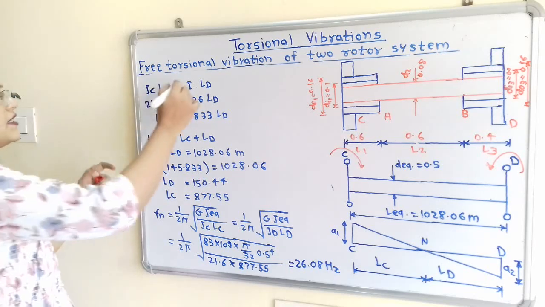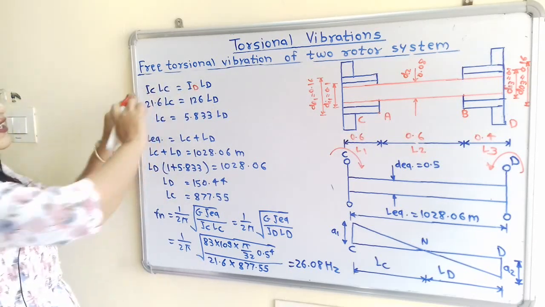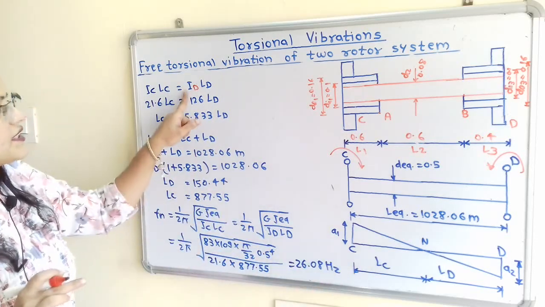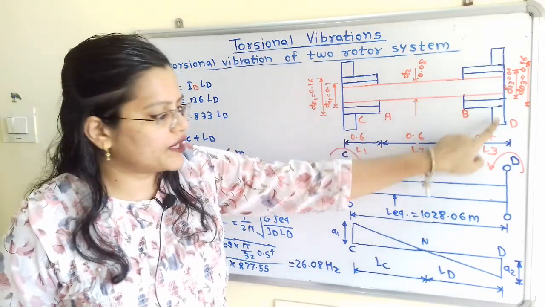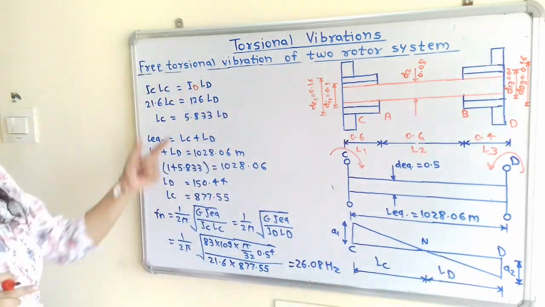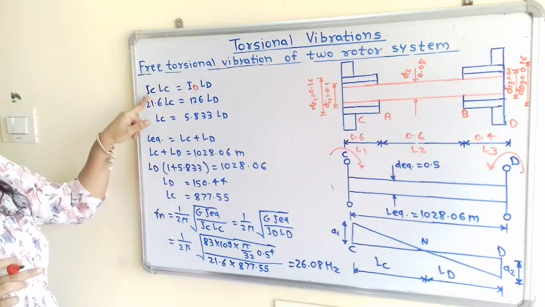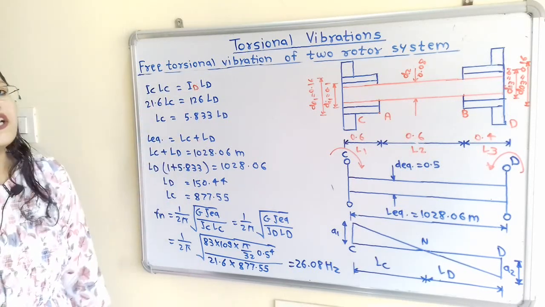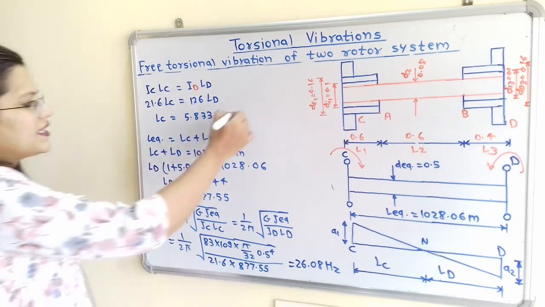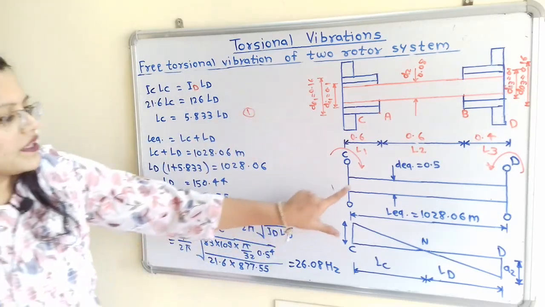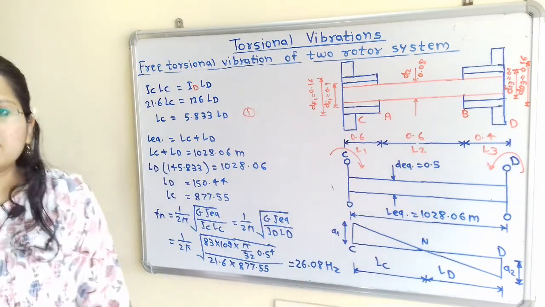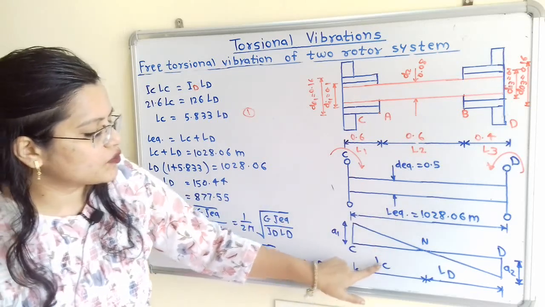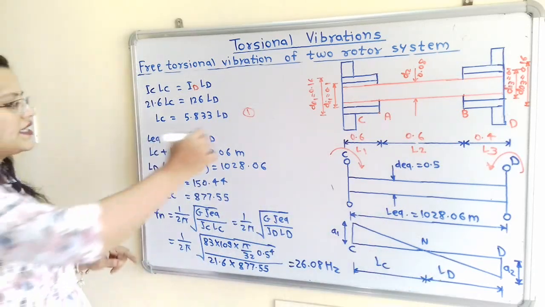Now what is this IC? That is the mass moment of inertia at point C multiplied by LC is equal to the mass moment of inertia at point D multiplied by LD. Now we will put the values. We know IC and ID that we have calculated. So when we put them, we will get the relation between LC and LD. So this is equation number 1. Now this is the node point for the equivalent system. From the diagram we can say that L equivalent is equal to LC plus LD. So this is equation number 2.